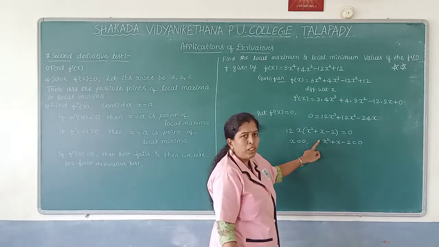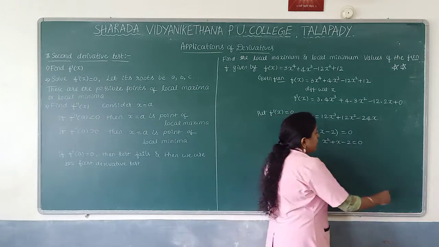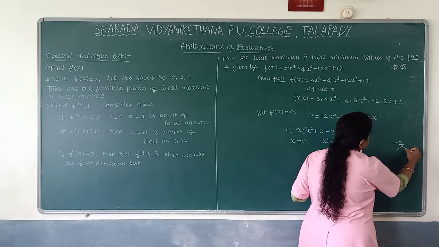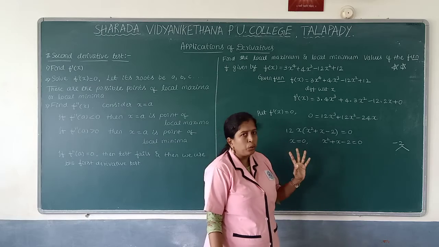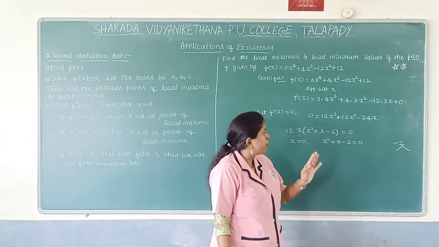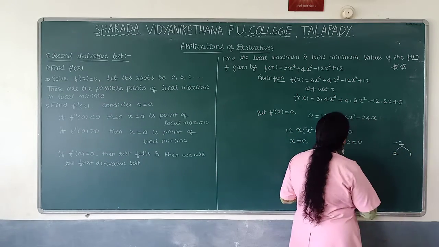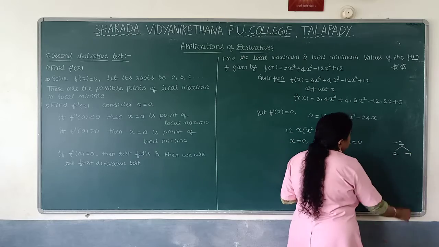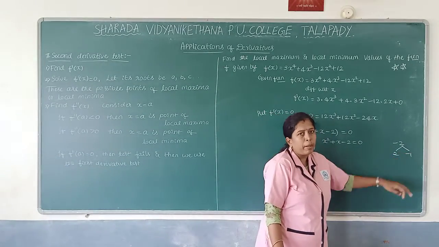See, the x square coefficient is 1, and the constant value is minus 2. The product of the two roots should be minus 2, and for the sum I want plus 1. Which values? 2 and 1 multiply to 2, but I want the product negative. So the values are 2 and minus 1.